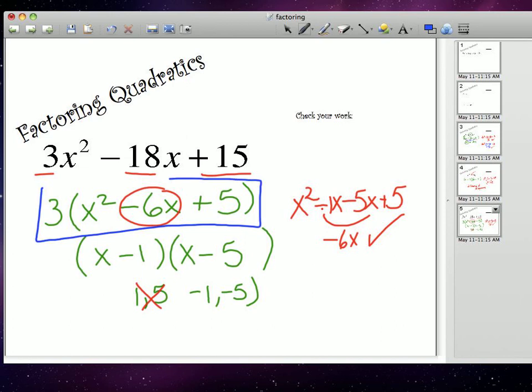You can't ignore the 3 once you divide it out. It's got to stay, but it makes factoring a whole lot simpler.